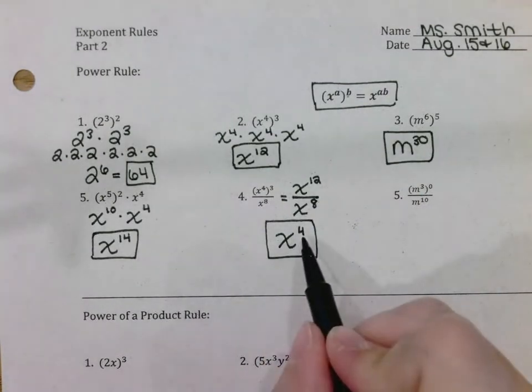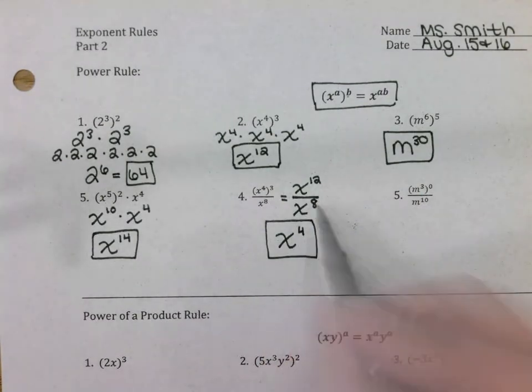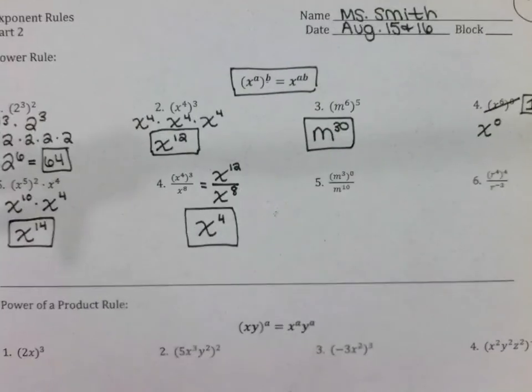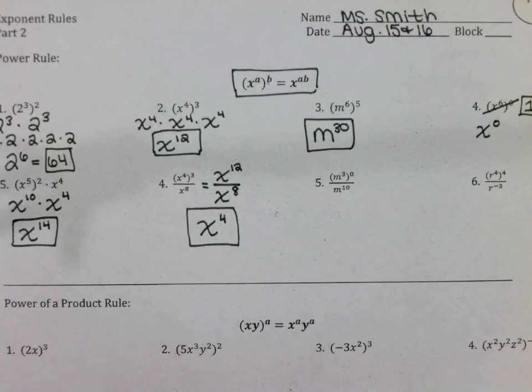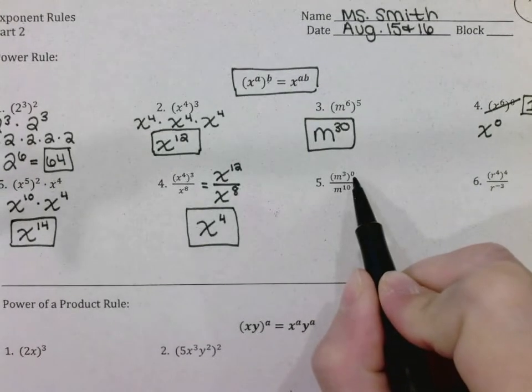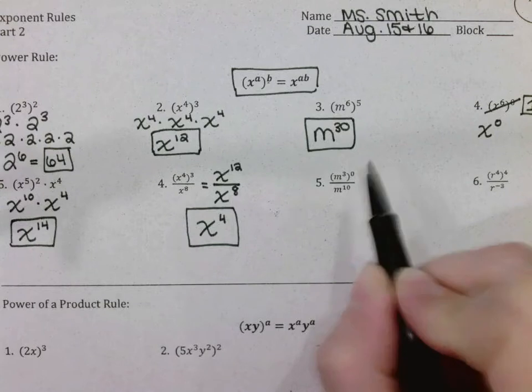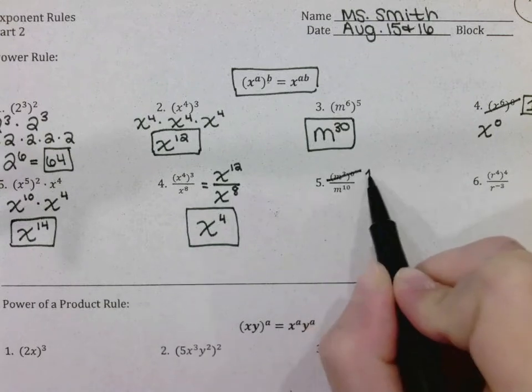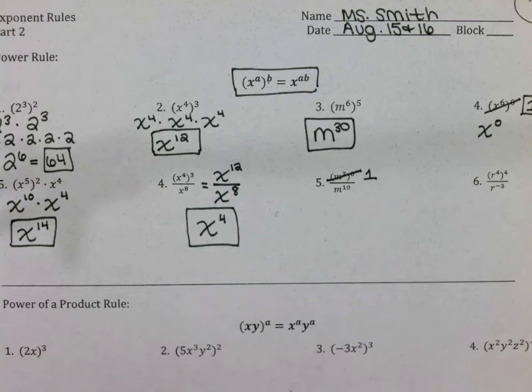And again, that 4 just comes from doing 12 minus 8. All right, on to the next. So for this one, in the numerator, I notice I'm raising something to the 0 power. Anything to the 0 power is just equal to 1. I'm going to cross that right out. I know my numerator has a 1.